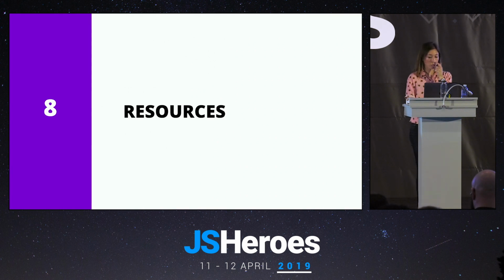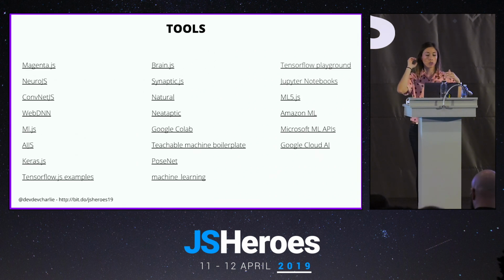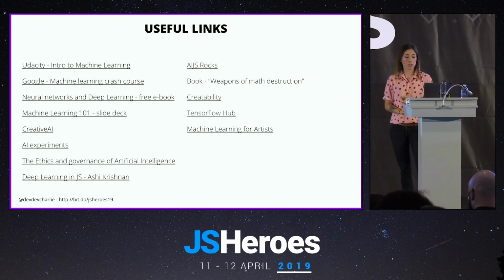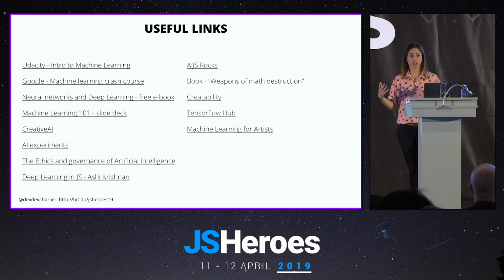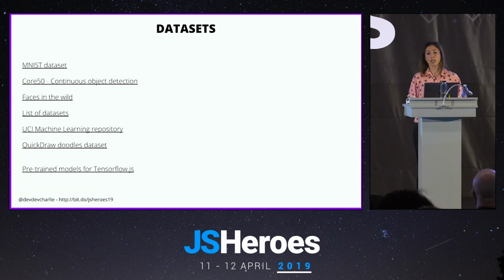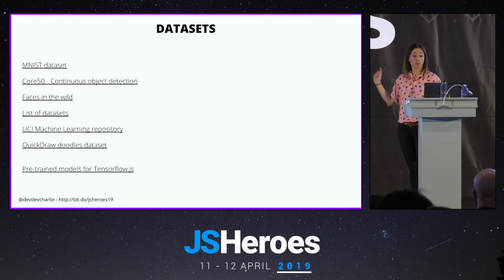The resources: I put together a lot of links. The tool of tools, I'm not going to talk over it, I think you can see it afterwards. There's a lot of useful links around some courses that you can do online or some books that you can read. One of my favorites is the Ethics and Governance of Artificial Intelligence by MIT, which made me realize a lot of things with bias and AI that were super interesting. And finally, a data set. Just to make it easy for you, I put together a list of open source data sets and pre-trained models that you can use in TensorFlow.